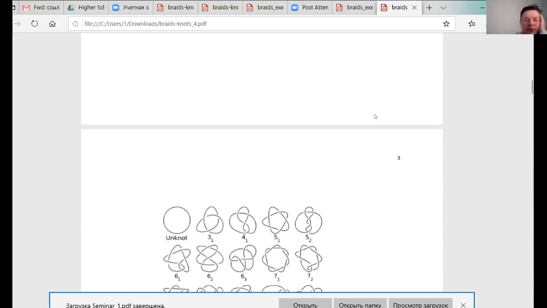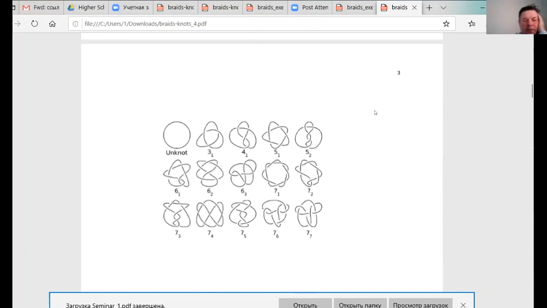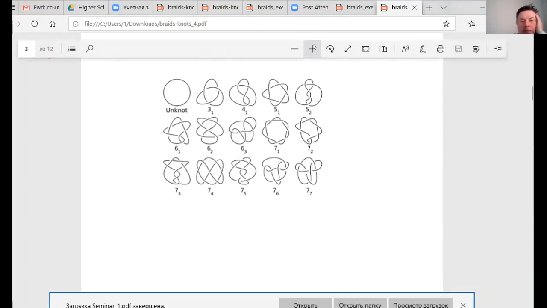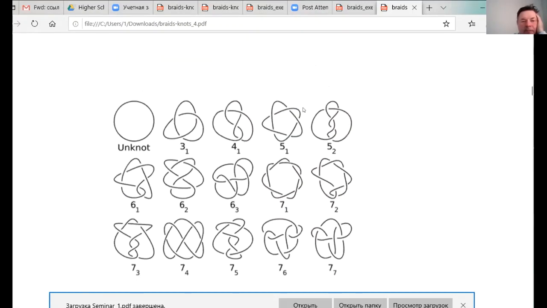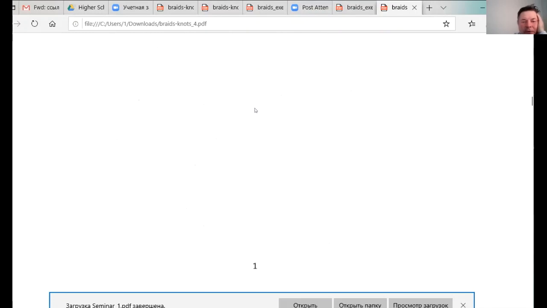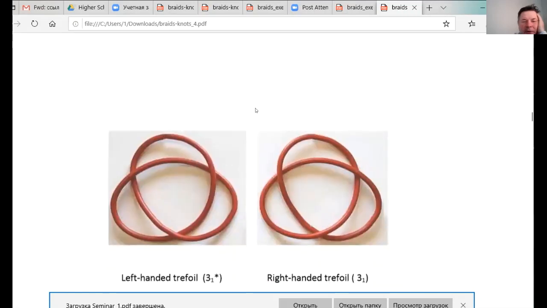So just to continue a little bit, today is not very formal, but it will be, I suppose. Just an example of some knots. So you see a knot. Maybe I'll make it bigger. Okay, this is a trefoil. We saw this. Actually, there are two trefoils, and they are different.